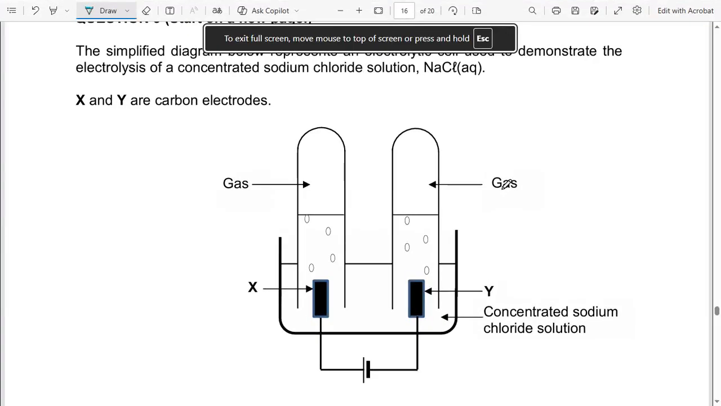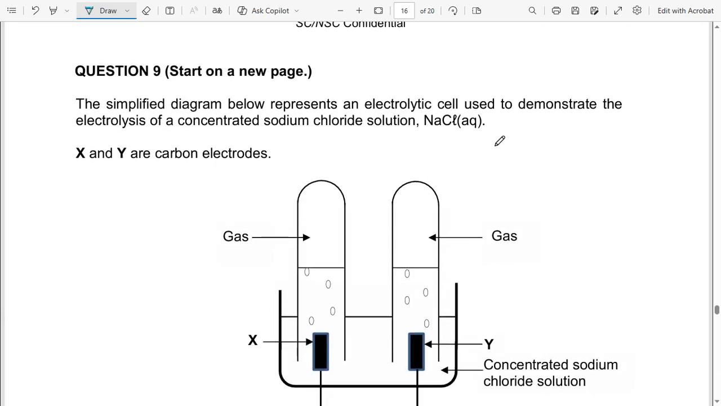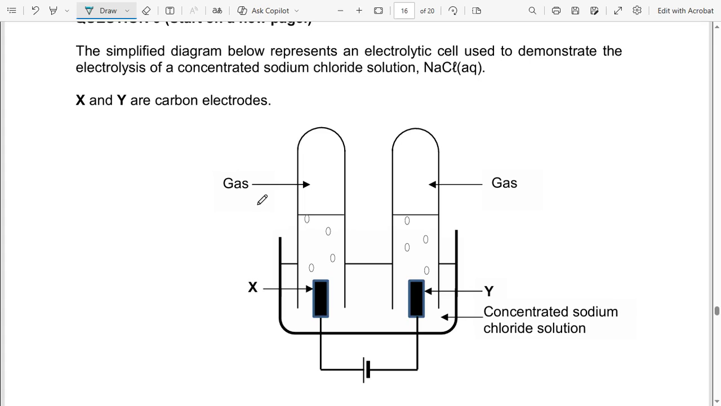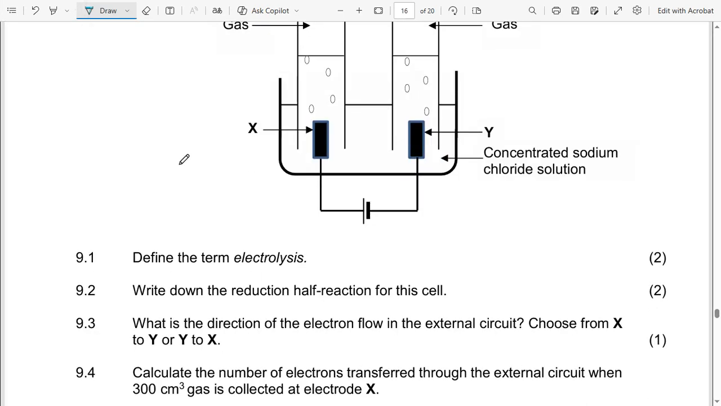I want us to look at this question 9 of this Paper 2. This simplified diagram below represents an electrolytic cell that is used to demonstrate the electrolysis of a concentrated sodium chloride solution. They say X and Y are the carbon electrodes, and then we have the concentrated sodium chloride solution. I'll definitely explain everything as I answer these questions, okay?